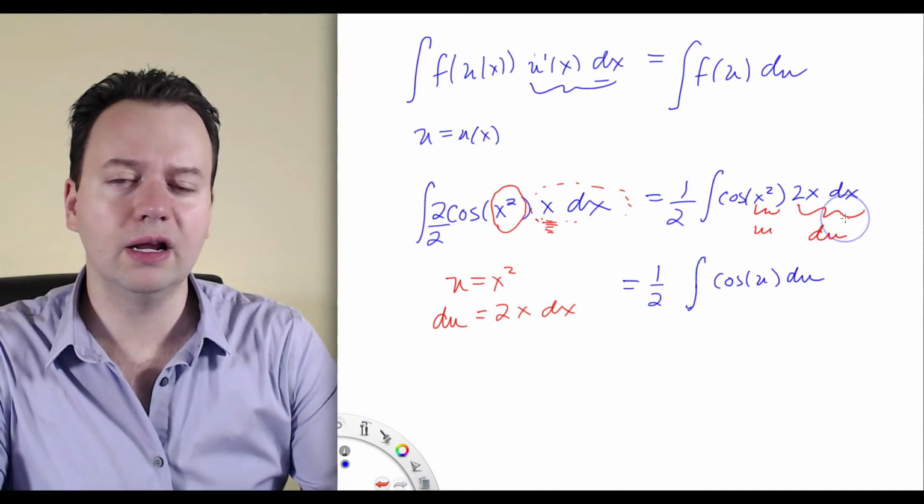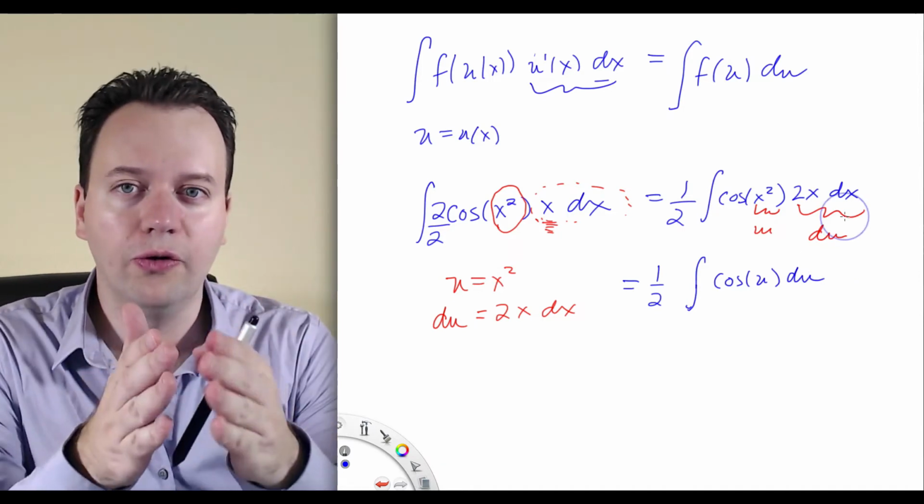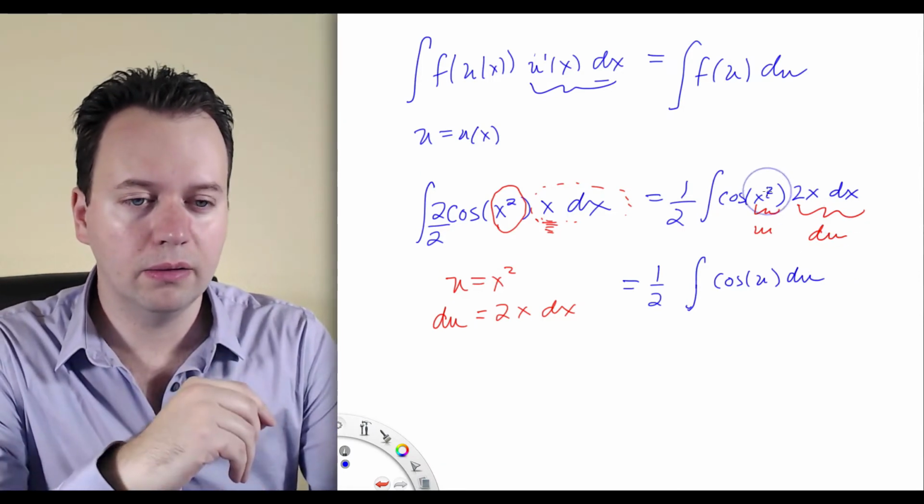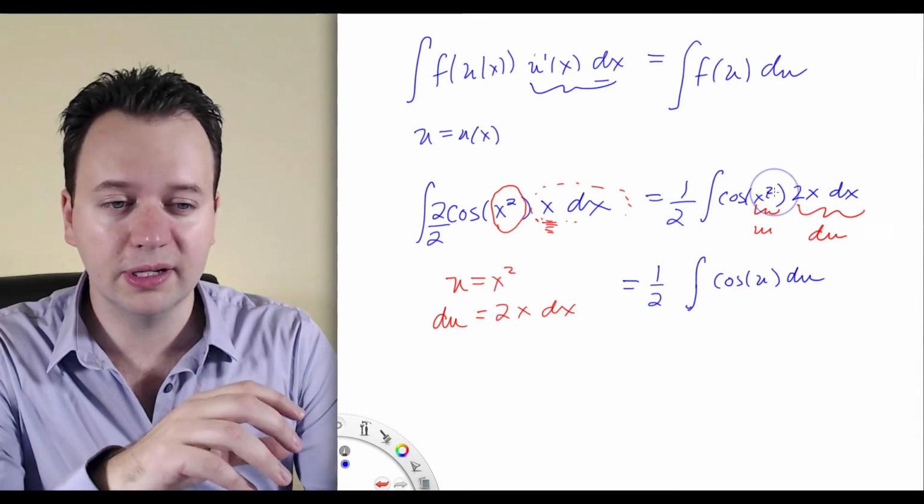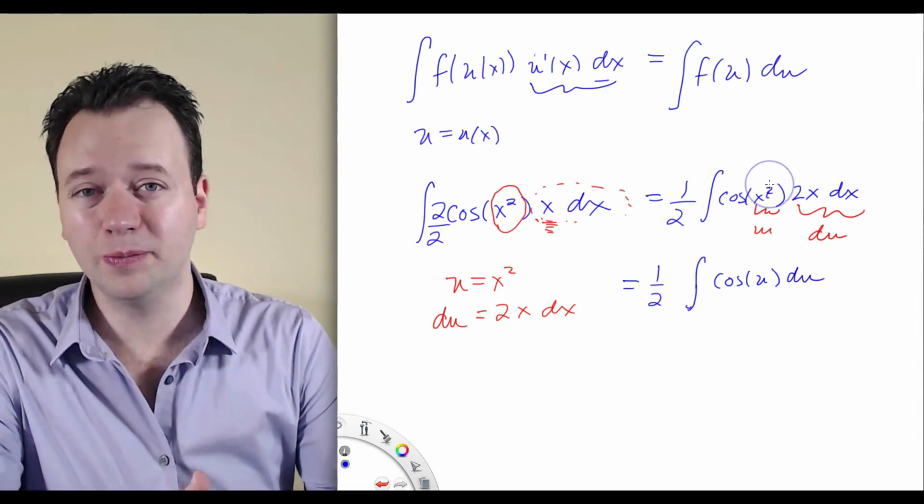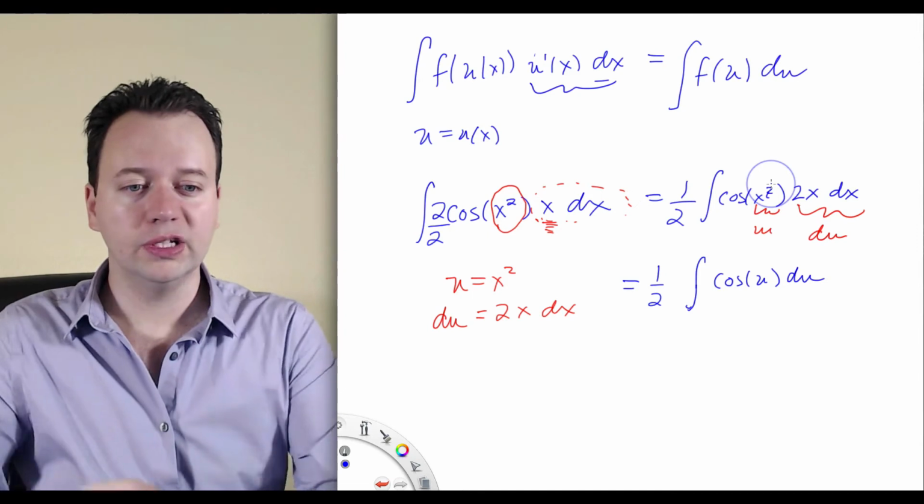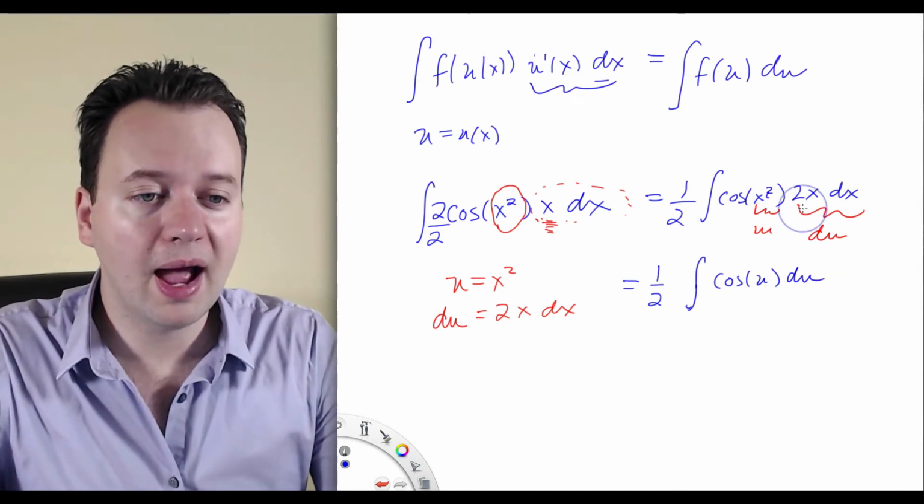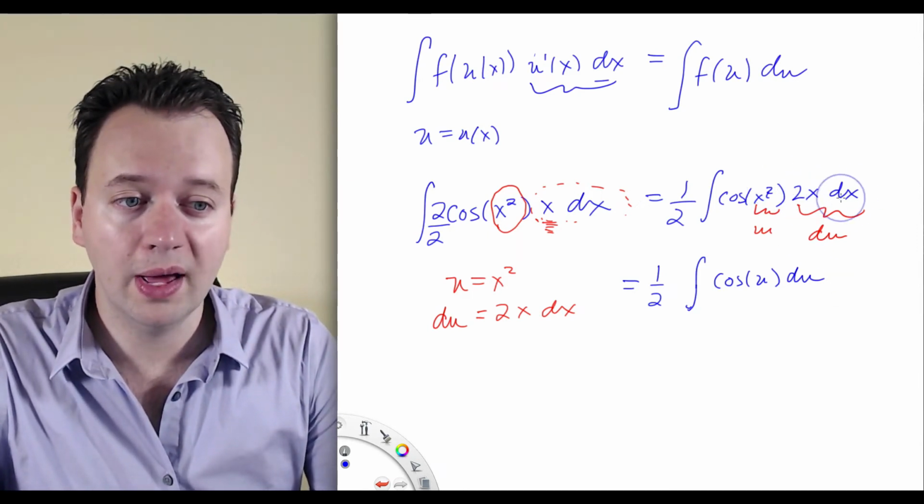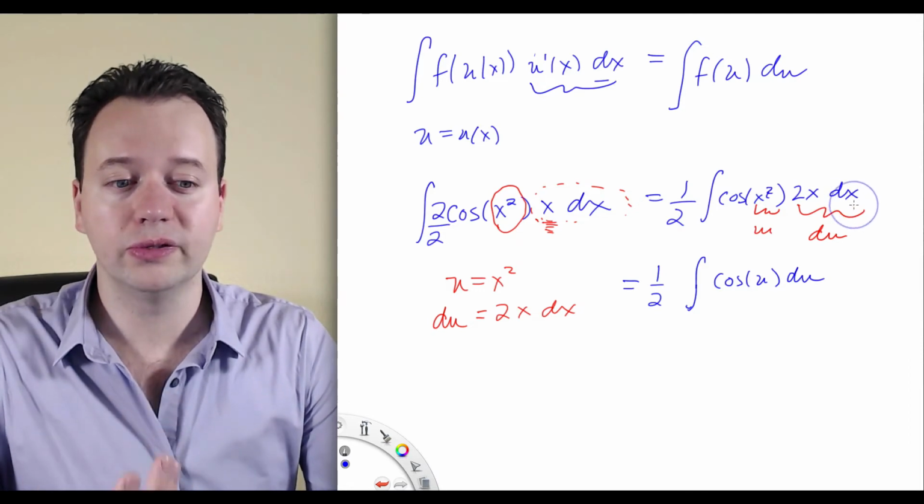So basically, instead of integrating with respect to x, we're focusing on this u, the inside function, which is x squared, and we're integrating it with respect to u. So we can integrate cosine of u with respect to u because we have the derivative of u sitting right here. So 2x dx by itself forms the du.